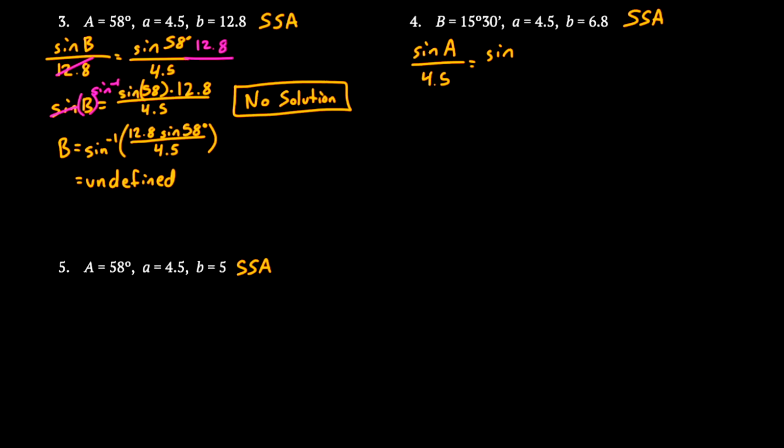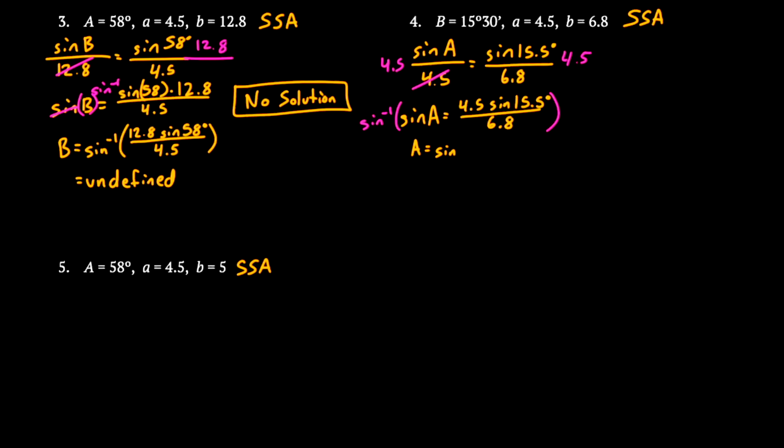Now B is 15 degrees and 30 minutes, so that would be 15.5, right? Because 30 minutes is half of a degree, over, and then side B, which is 6.8. Once again, I want to get rid of that denominator, so I'll multiply both sides by 4.5. But I'm not going to use my calculator yet. I'm just going to write all this out, and then take the inverse sine of both sides. And doing that should get you 10.2 degrees.